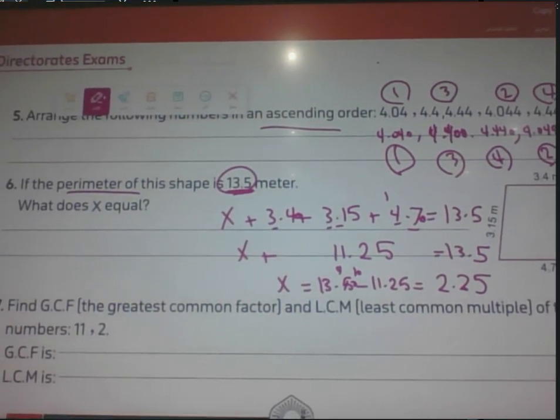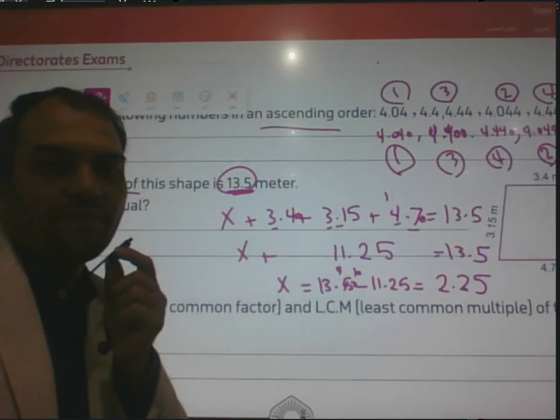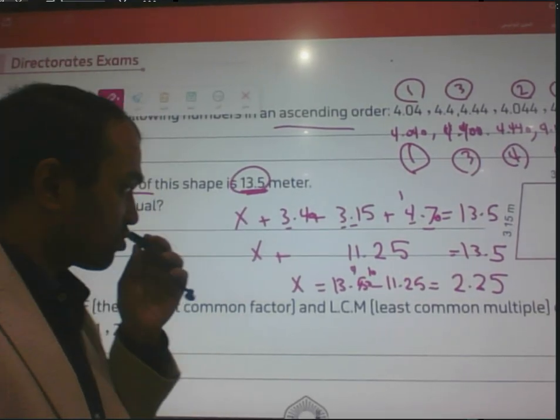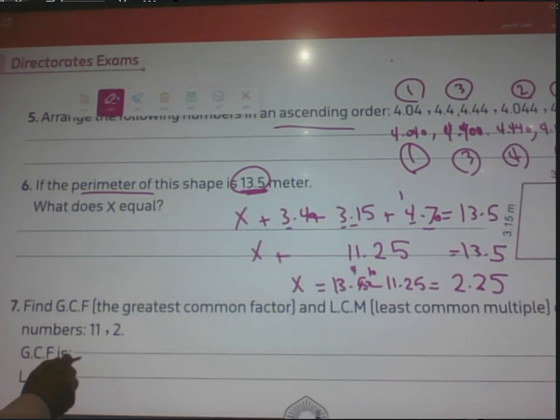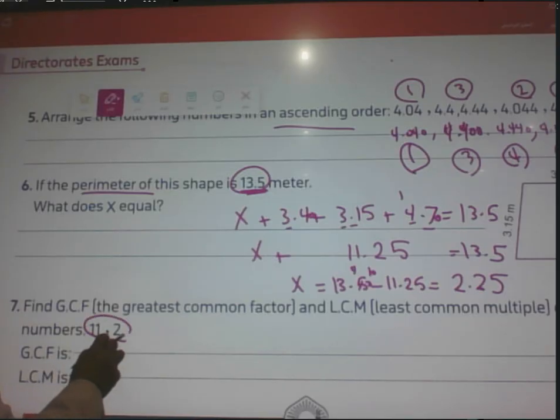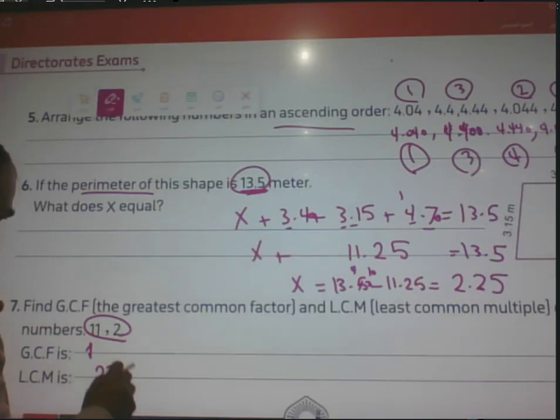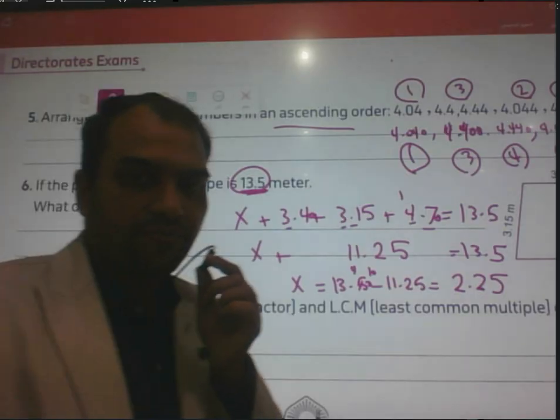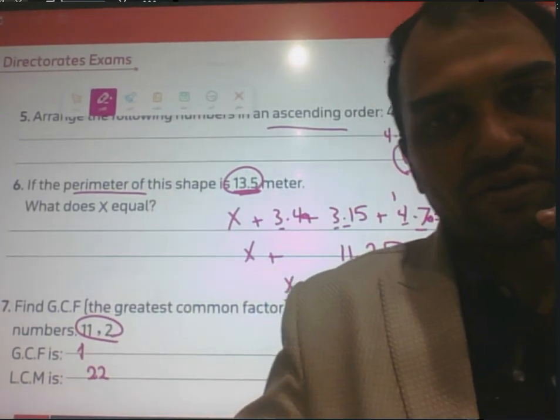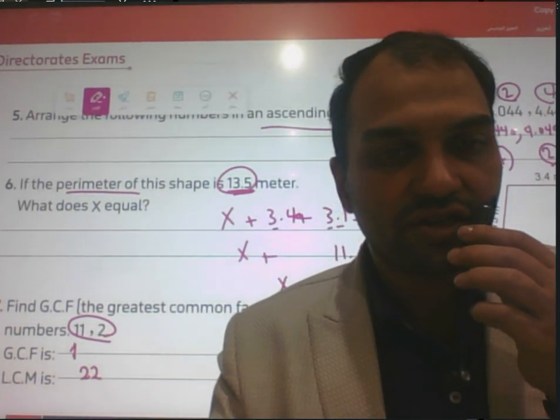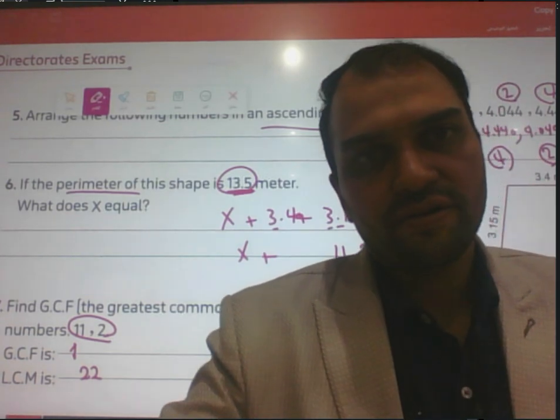Okay, next question. Find the greatest common factor between the two numbers here and their multiplication. We have 11 and 2. We know 11 and 2 are called relatively prime numbers. The greatest common factor between them equals 1, and their multiplication equals 2 times 11 equals 22. Understood? 11 and 2 are relatively prime numbers, so the greatest common factor equals 1, and the multiplication between them equals their product.